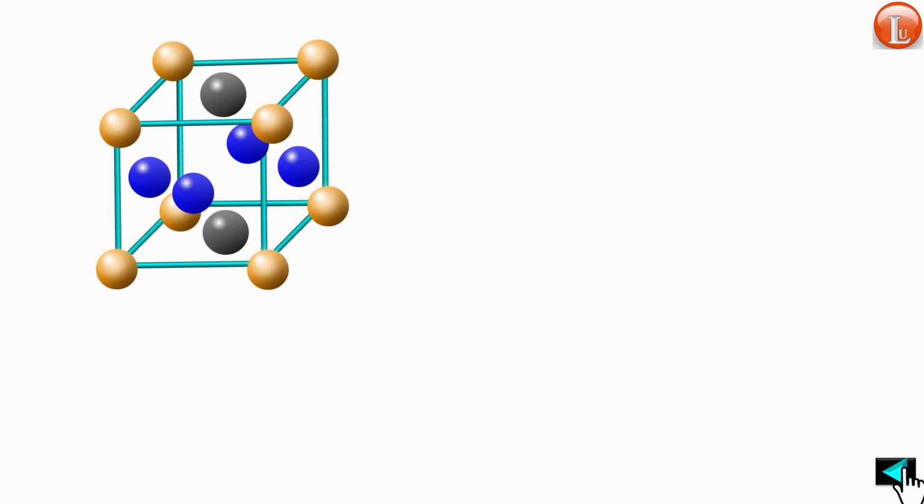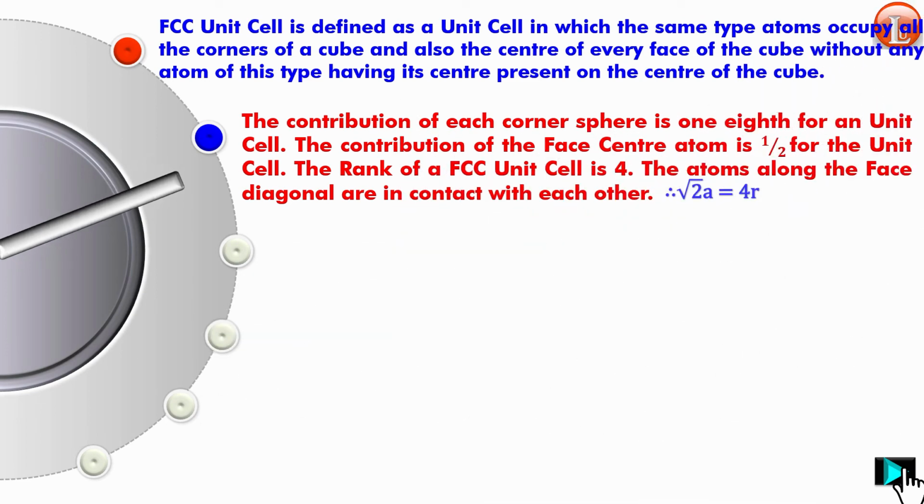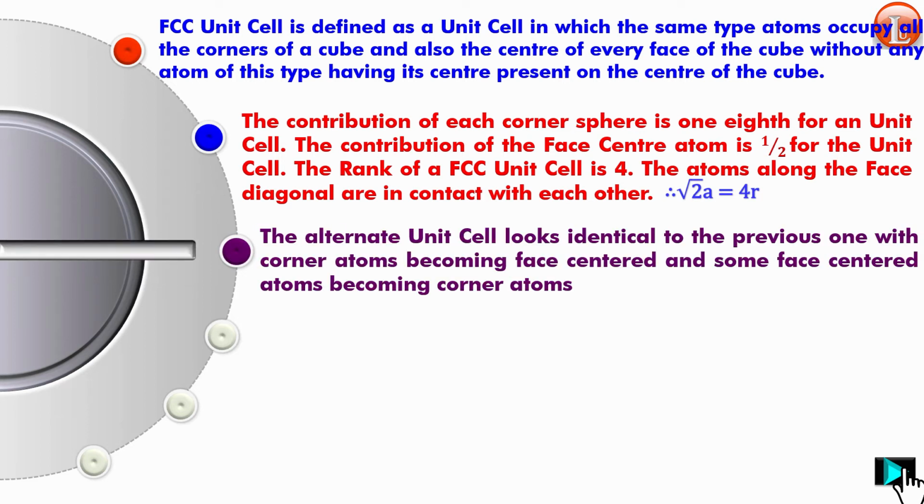So going back to the slide master, the alternate unit cell looks identical to the previous one, with corner atoms being face-centered and some face-centered also becoming corner atoms.